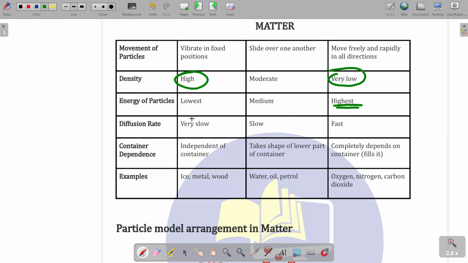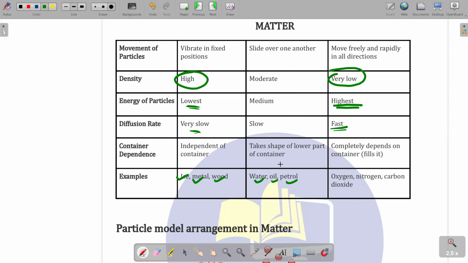And examples of solids: ice is an example of a solid at room temperature, metal, wood, plastics. Examples of liquids are water, oil, petrol, and so on. There are several, uncountable examples. Oxygen is an example of a gas, nitrogen, carbon dioxide, and so on. Your cooking gas and chlorine gas are all examples of gases.